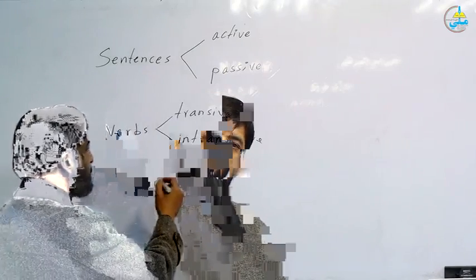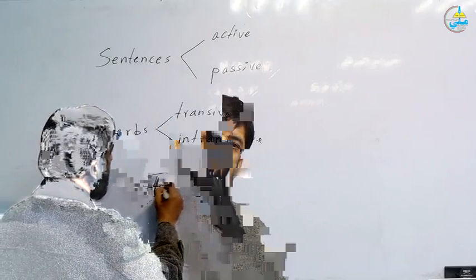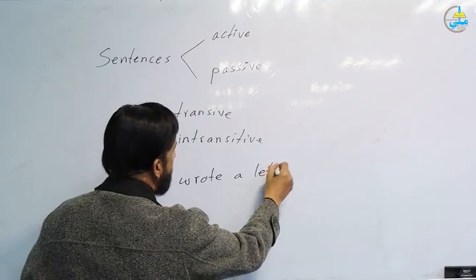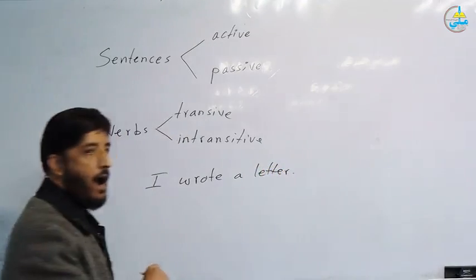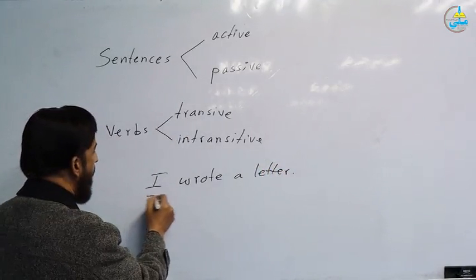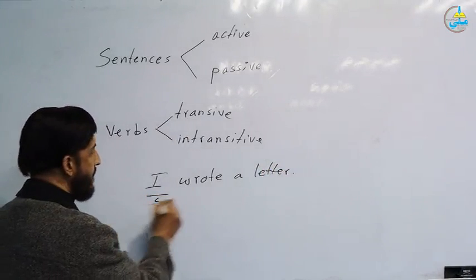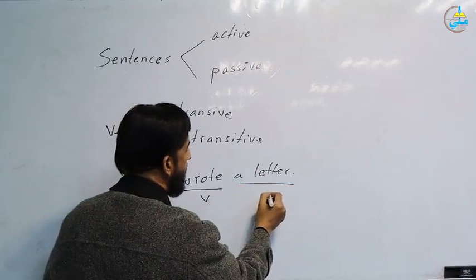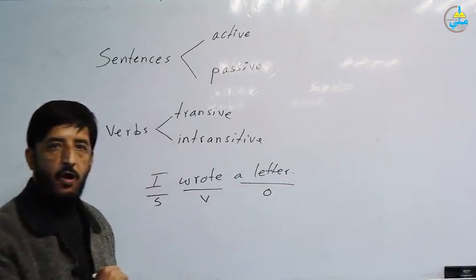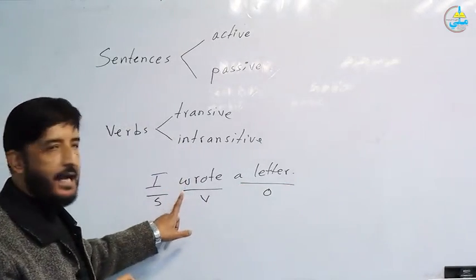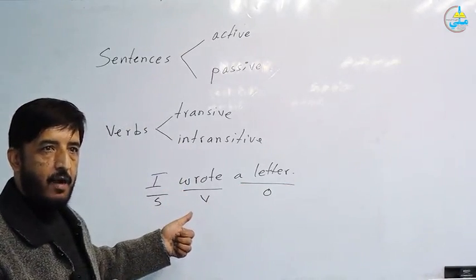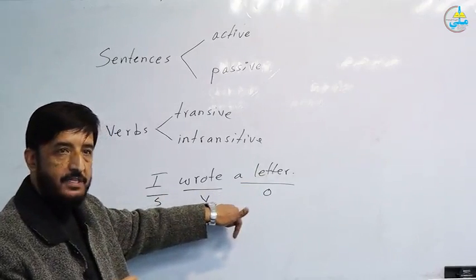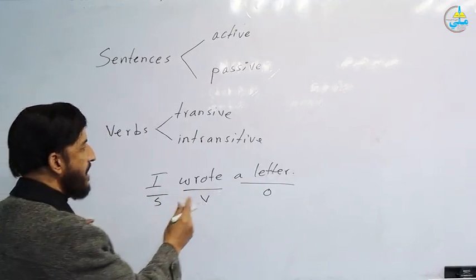For example, I wrote a letter. I is subject, wrote is a verb, a letter is object. So, this is an active sentence. Now, because this sentence has object, so we can change it to passive. How can we change it to passive?